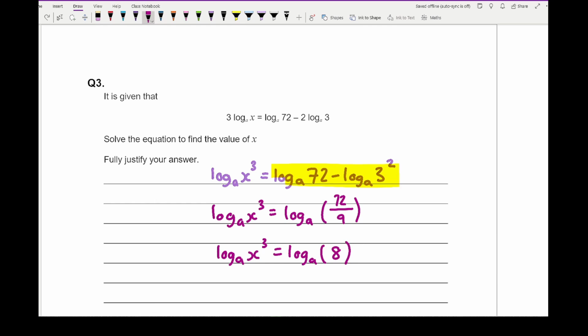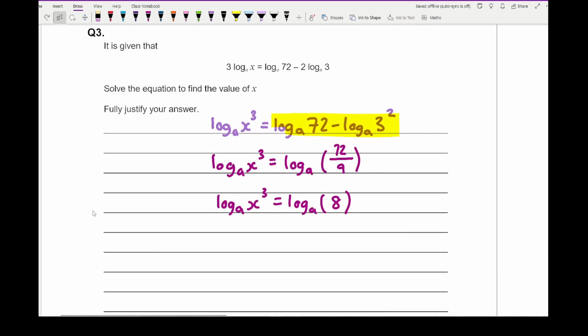Then from this, we can remove the logs from both sides, in which case what we're left with is x cubed equals 8. So x is going to equal the cube root of 8, leaving me with my final answer that x equals 2.